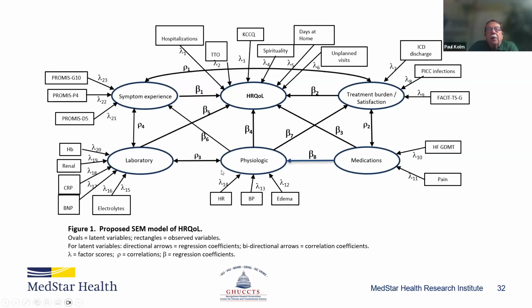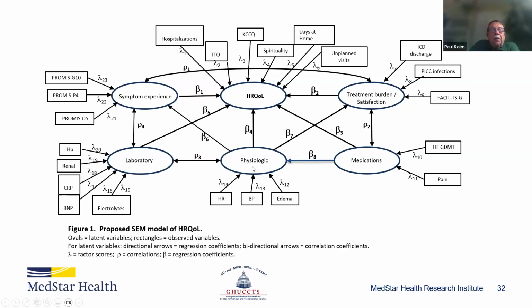So like here, we're saying that some of the latent variables are correlated. All of them will have an impact on quality of life, but some of them, like medications and physiologic measures, this is only a one directional arrow, that medications are going to influence or have an impact on psychologic function. This is not a correlation. In other words, this is not a bidirectional arrow here.